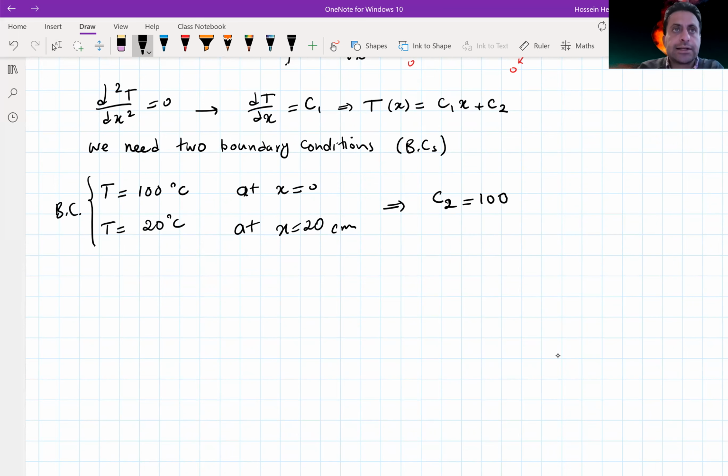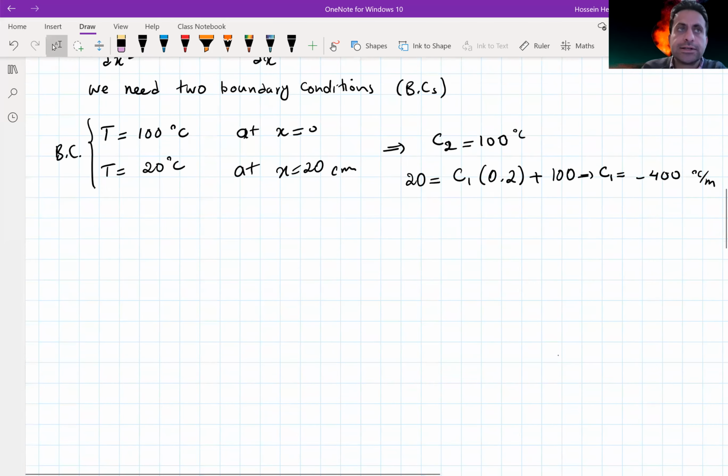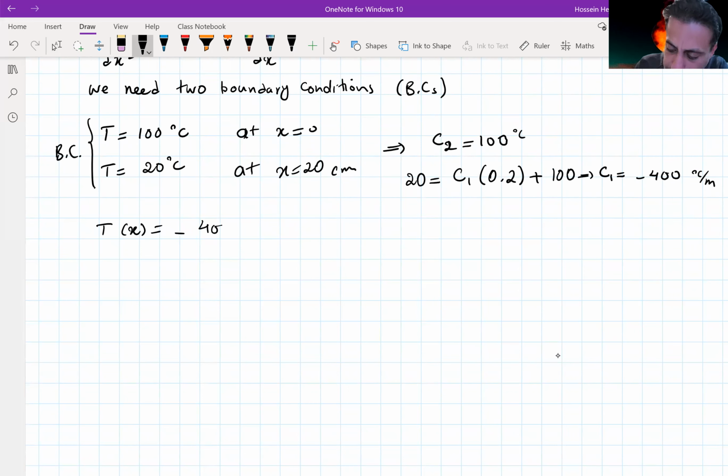And if you replace that, 20 degrees C is going to be C1 times 0.2. This is in centimeters, so I'm going to be careful and put it in the unit of meters, because your k is in that unit, plus 100. From here, C1 gives minus 400 degrees C per meter. This constant is in degrees C. If you replace them, you can get the temperature profile. T of x is going to be minus 400x plus 100.